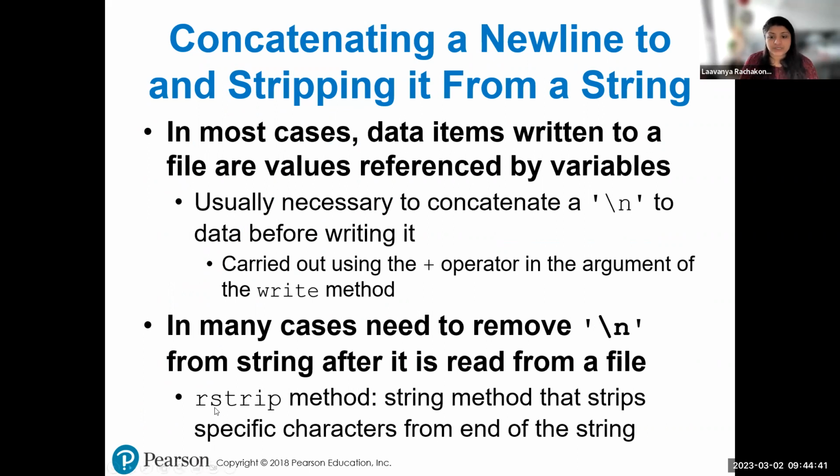But for now, just understand that the rstrip method strips the specific characters that you have mentioned inside the parentheses from the right side of the string. So whichever characters you have specified will be removed from the rightmost point of your string. That is what you use when you want to remove the backslash-n's.